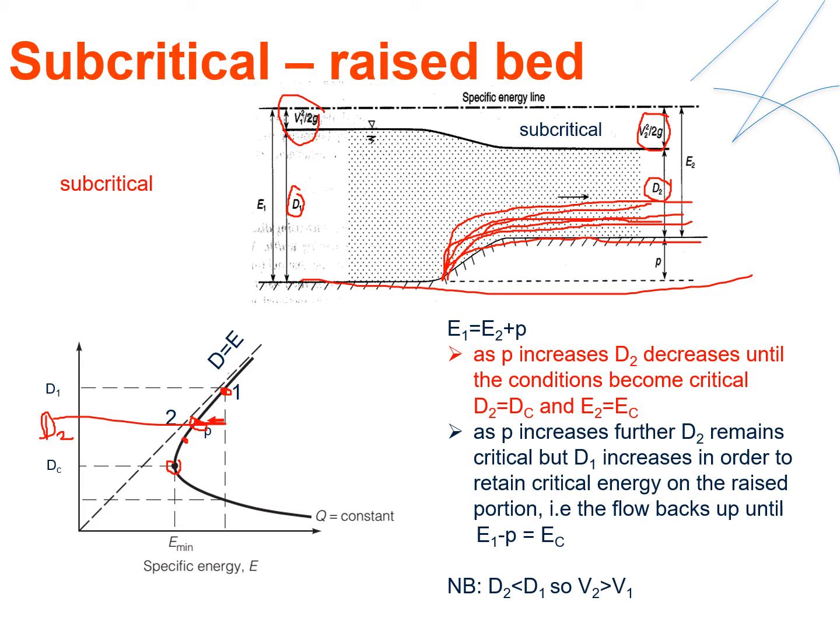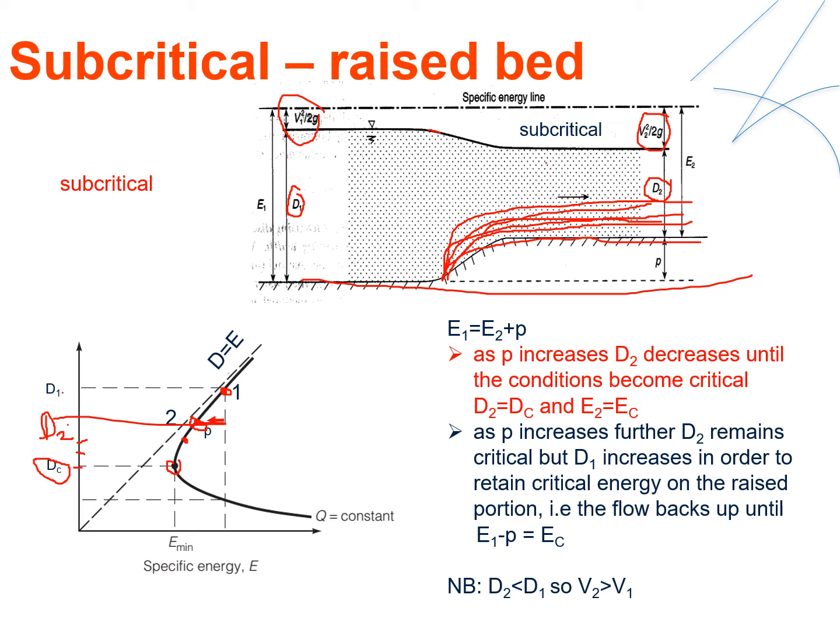The depth has to decrease, so from d1 to d2 to d3 and d4, and eventually it will reach up to dc, or up to critical depth. But if you raise the bed more than that, then it cannot go from subcritical to supercritical. So in that situation, what happens is the water depth upstream increases.